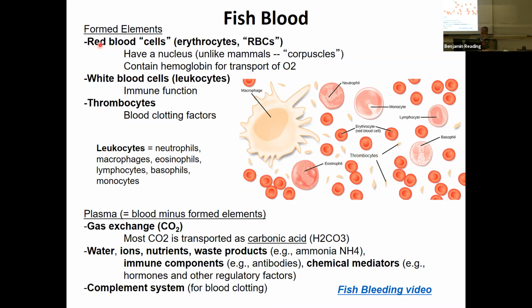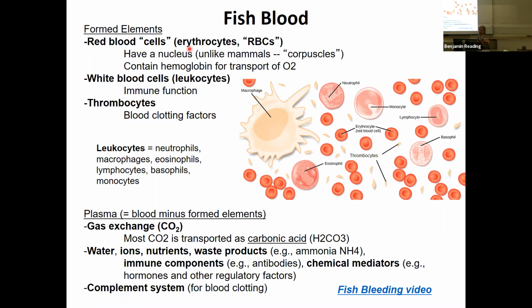The first formed element, and formed element means, like, this is an example blood smear of fish. Formed elements are a fancy way of saying cells or cell-like materials in the case of thrombocytes. They're enclosed, they're formed. They're not just chemicals floating in solution. These things actually have some kind of structure to them. They're formed elements. So one major difference, red blood cells in fish literally are cells.